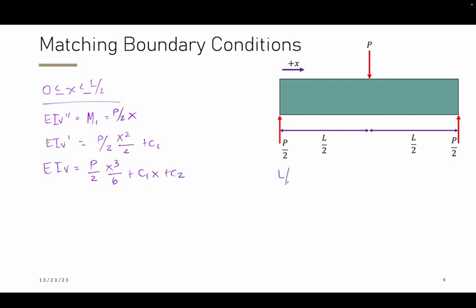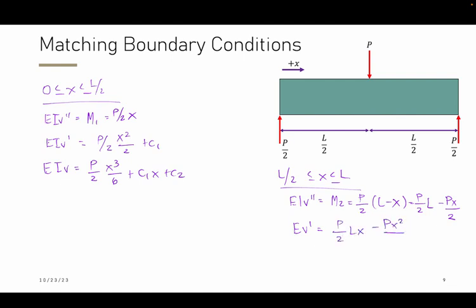Additionally, we have our right side, that's L over 2 to x to L. So this is region 2. So we can get our equations as EI v double prime is equal to M2, which is P over 2 times L minus x, which is equal to P over 2 times L minus Px over 2, which leads us to our slope equation, which is EI v prime equals P over 2 L times x minus Px squared over 2 times 2, plus a new constant of integration.